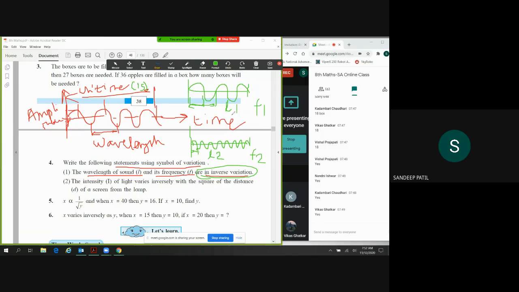If L1 is higher, the frequency is smaller. When the wavelength L2 is smaller, the frequency is higher. Frequency increases. So this is the inverse relationship between the wavelength of the sound and its frequency. Frequency is the number of cycles in the unit time. Here the number of cycles is less compared to here, where the number of cycles is more, so the frequency is higher. This way, we have established the relationship between wavelength and frequency.